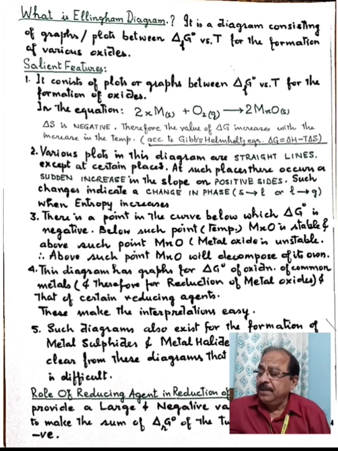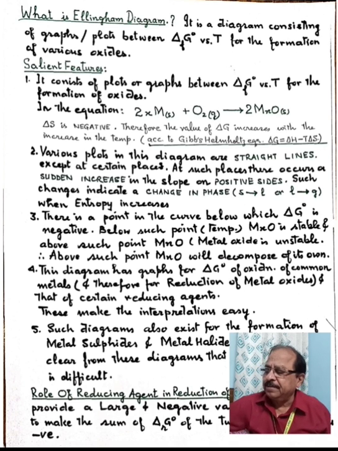The third point, there is a point in the curve below which the value of delta G naught is negative. If you look at any curve, there is a point below which the value of delta G naught is negative.